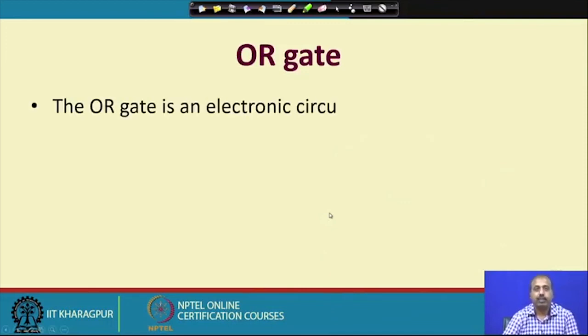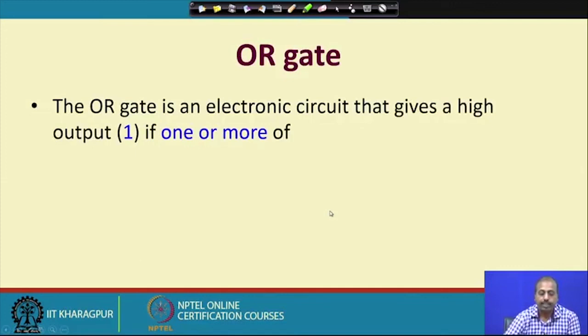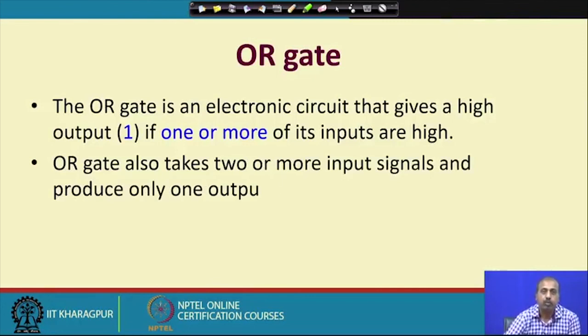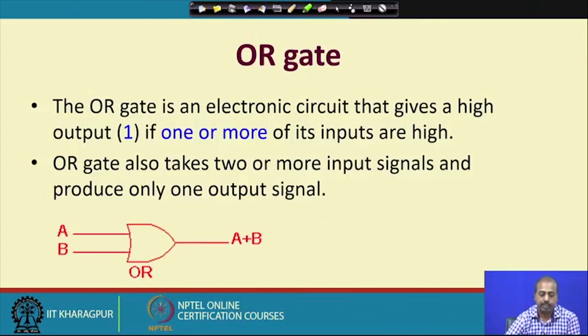The next fundamental gate that we will consider is the OR gate. Again the same thing: an OR gate is an electronic circuit that gives high output if one or more of its inputs are equal to high. This is depicted by the truth table that we have seen for the OR functionality. Whenever at least one of the inputs is high, the output is high, and only when all the inputs are equal to 0, the output is 0. Again you should have at least 2 inputs, but theoretically you can have any higher number of inputs, but practically there will be a limit.